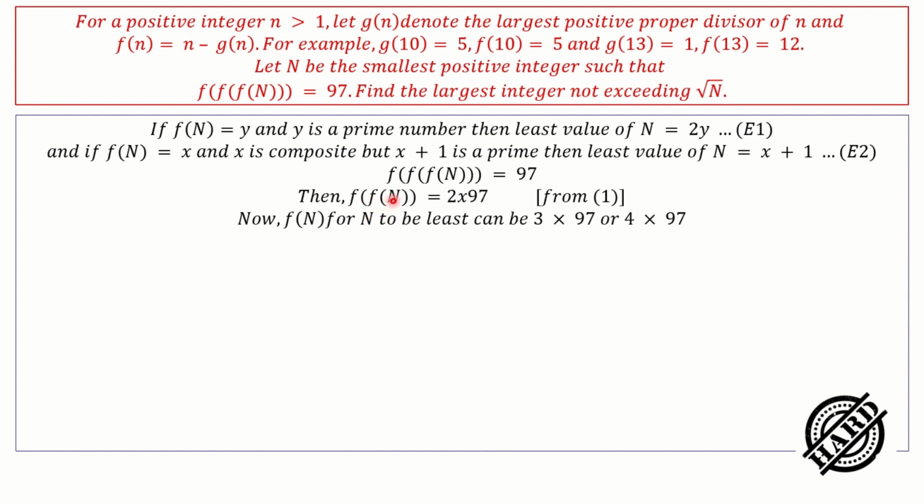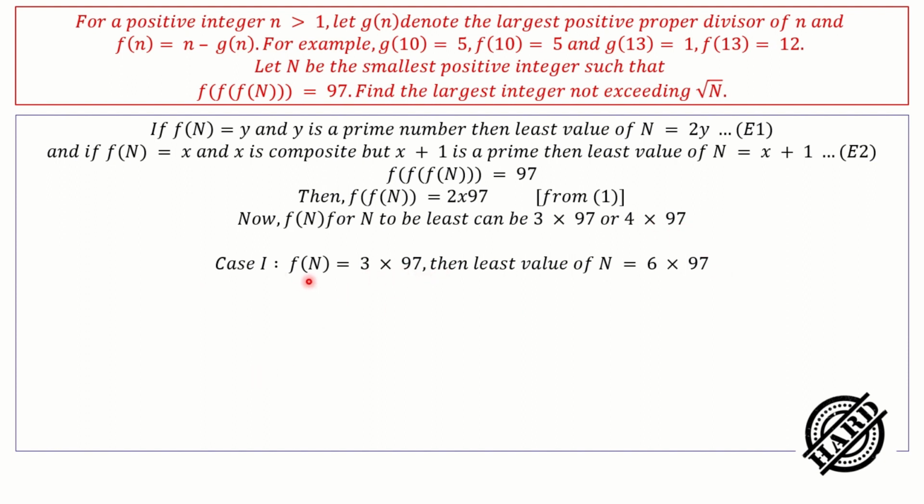If it is 21, what is the largest divisor? 7 still. So 21 minus 7 is 14, so 2 times 7. If it is 28, what is the largest divisor? 14. So 28 minus 14 is 14. Correct? So it has to be either 3 times or 4 times. Once you understand that, this is very easy. Now f of n has two cases: either 3 times 97 or 4 times 97.